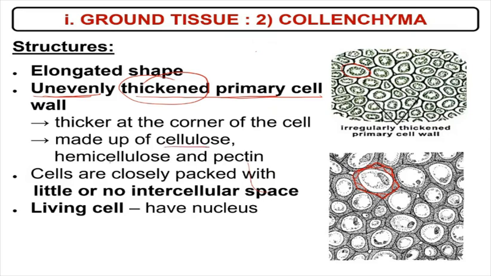Made up of cellulose, hemicellulose and pectin. The same composition as the cell wall of parenchyma. Cuma dia lebih tebal, sebab dia dah lama. Dia lebih tua sikit, mungkin dia makna older cells of the parenchyma. Because of the thicker cell walls, they are more closely packed compared to the parenchyma. So they have either little space or no intercellular space at all. And then they are still considered living cells because they have the nucleus.